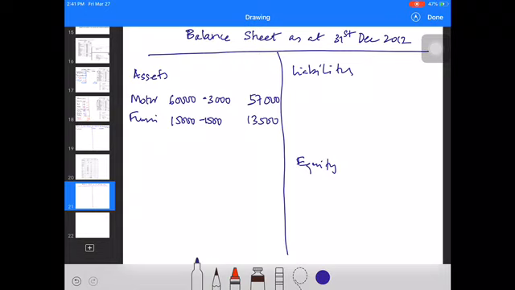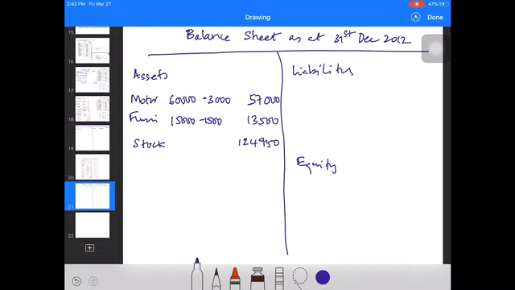Stock. The available stock of the organization is an asset for us. So we can list down stock. Stock will be 124950 at the end of the year.